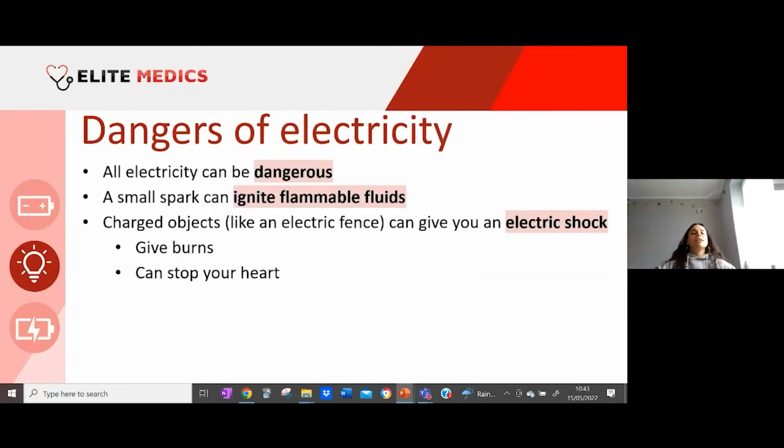Okay. Now we're going to talk about the dangers of electricity. So there's a chance of charged objects giving you an electric shock, which can cause burns, and they can be quite dangerous for your heart. They can cause your heart to stop beating.